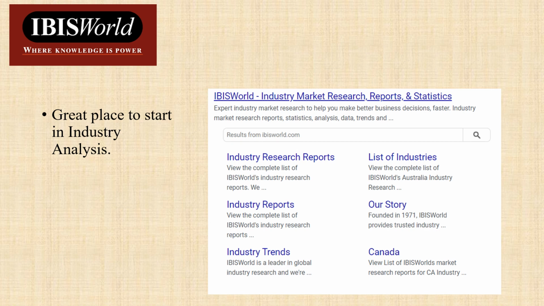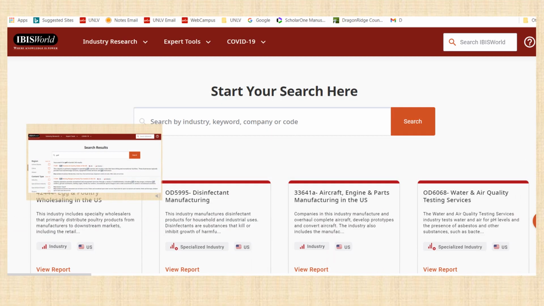All right, so let's start with IBISWorld. IBISWorld is the best place to start if you're doing an industry analysis. IBISWorld focuses on industry marketing research reports and statistics. It has industry research reports, industry trends, and a number of different pieces of information that would be valuable for someone doing an industry analysis. When you log in and get to the front page, it looks like this, and you type in a key industry word, and it could be almost anything.